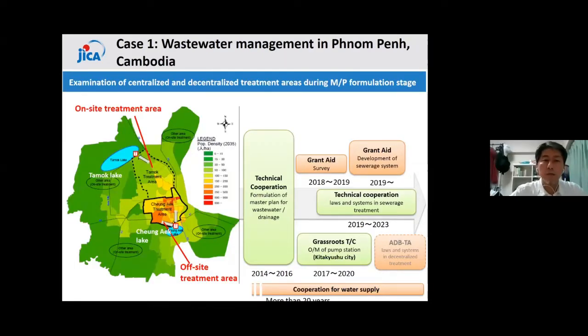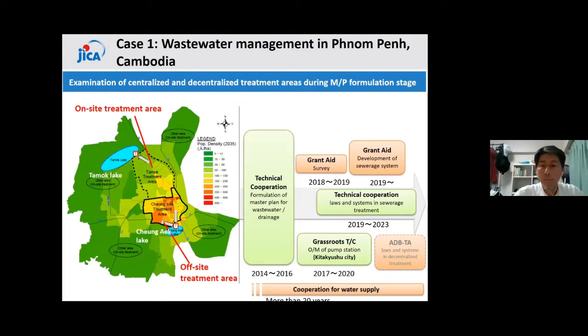So here are some examples of our support. The first one is Cambodia, wastewater management in Phnom Penh, the capital of Cambodia. Actually, in Phnom Penh, we have been supporting the water supply sector for more than 20 years. But as you know, when water supply becomes higher, the volume of wastewater also increases. So based on this fact, in the last 10 years, we have been also supporting the wastewater treatment sector as well. Firstly, from 2014 to 2016, we implemented technical cooperation to formulate the master plans for wastewater and drainage systems.